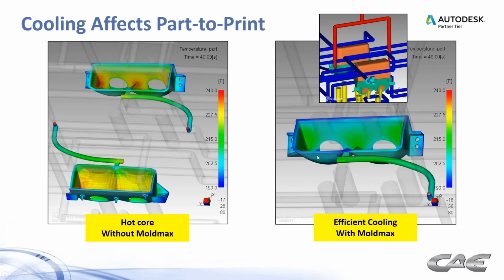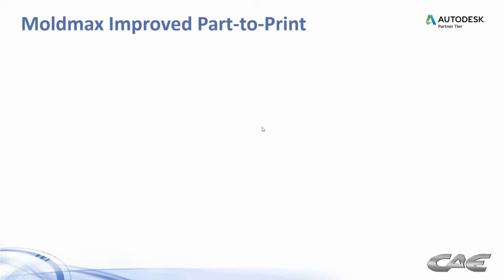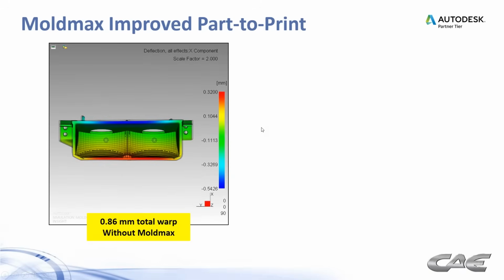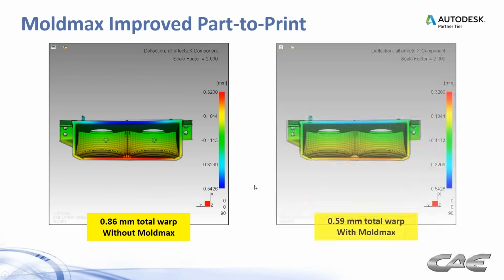What that does is reduce the temperature differential between the core and cavity and reduce the thermal bending in those walls. And you can see, without the MoldMax, these two walls were caving in some 0.86 millimeters. And with the MoldMax, rather, we reduced the warpage by about 1/4 millimeter. Doesn't sound like much, but when you have optical parts, things like that, every 1/10 of a millimeter can matter.